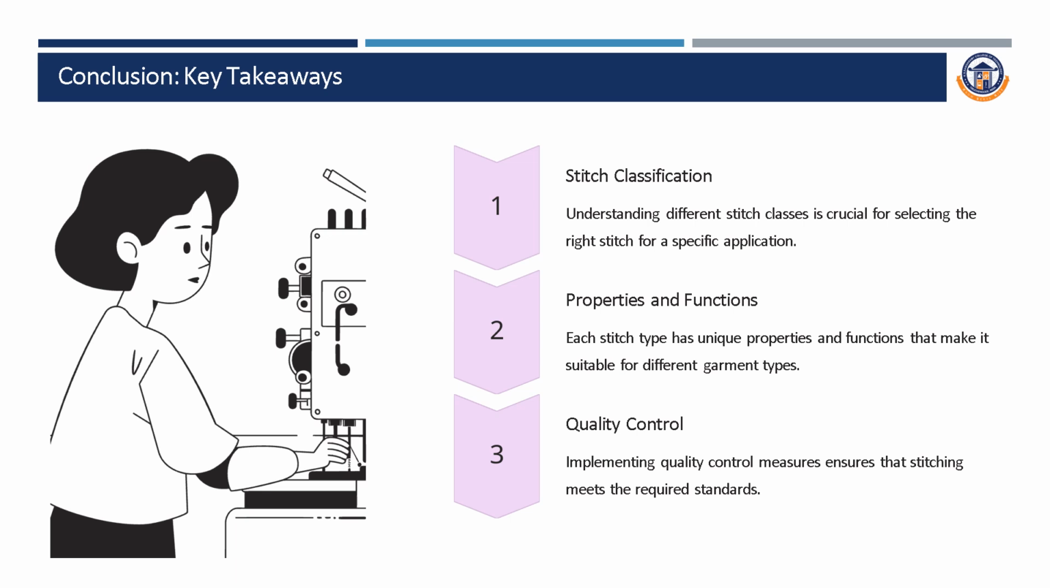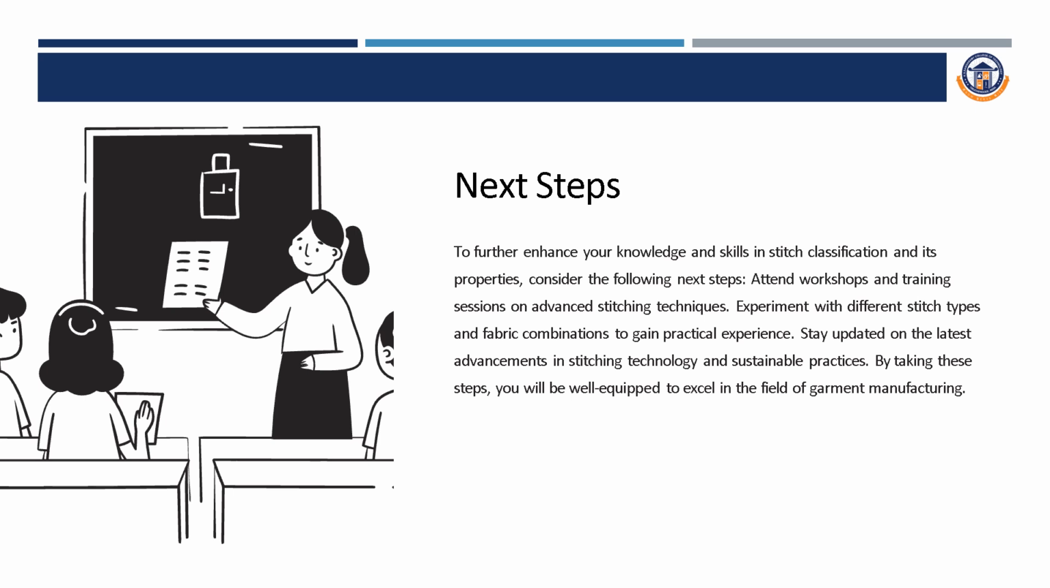One, we have learned about stitch classification. Understanding different stitch classes is crucial for selecting the right stitch for a specific application. Properties and function of the stitch classification: each stitch type has unique properties and functions that make it suitable for different garment types. Quality control: implementing quality control measures ensures that the stitching meets the required standard.